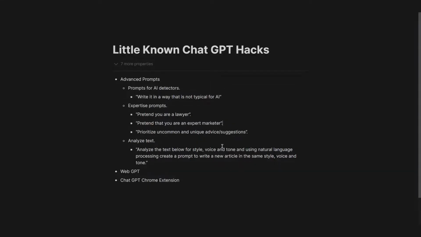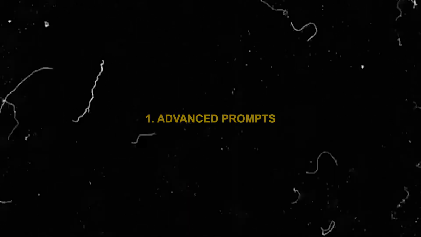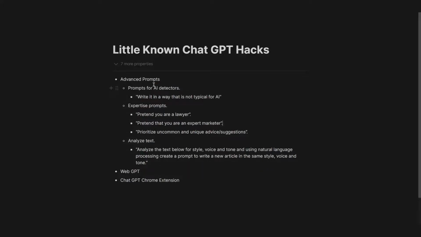So as you can see here, I'm talking about little known ChatGPT hacks, and the first one would be advanced prompts. Now, basically what I mean by advanced prompts is things that you can ask in a better way in ChatGPT that could give you different responses and that could be more helpful. So in this case here, as you can see, the first one is prompts for AI detectors. Now, let me show you what I mean by that.